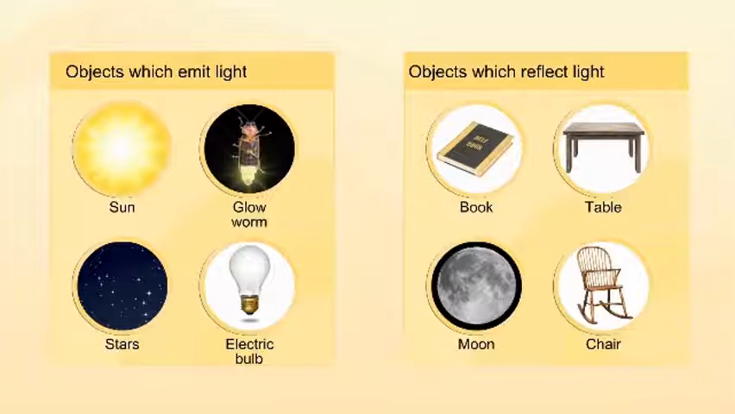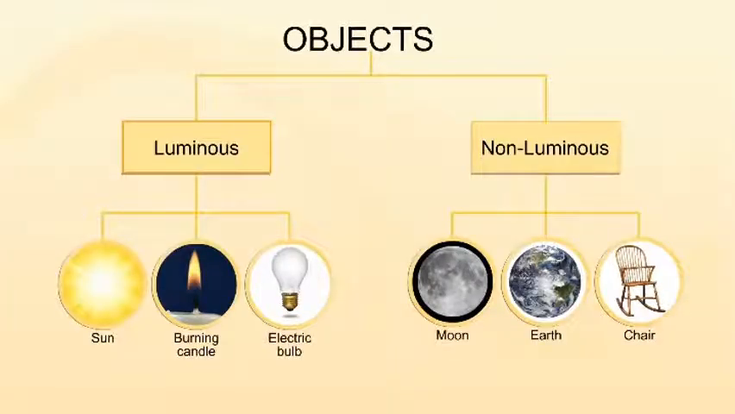Like the sun, bulb, tube light and candle give out light. These objects emit light. And some objects like book, table, moon, chair, they do not emit light. These objects reflect light. So the objects that give out light are called luminous objects. These objects are also known as the sources of light.